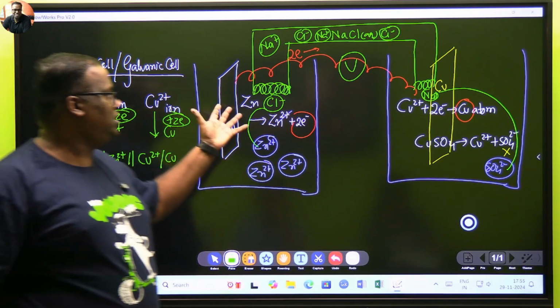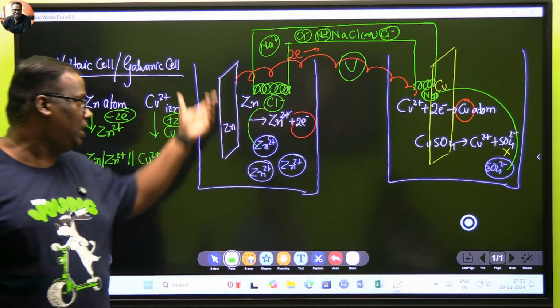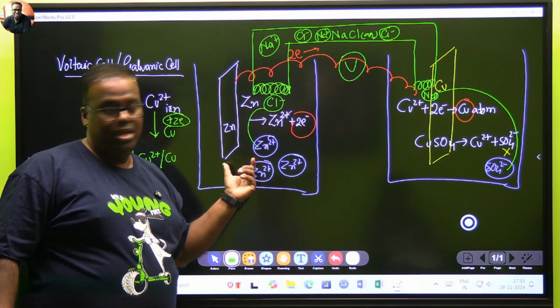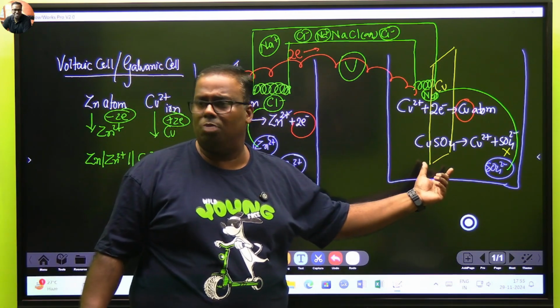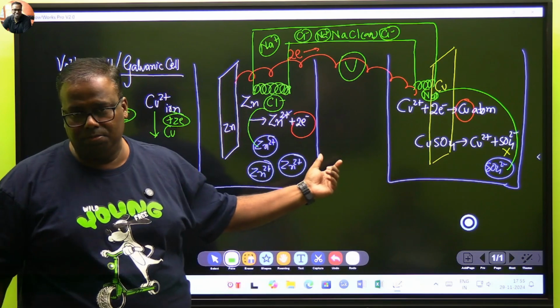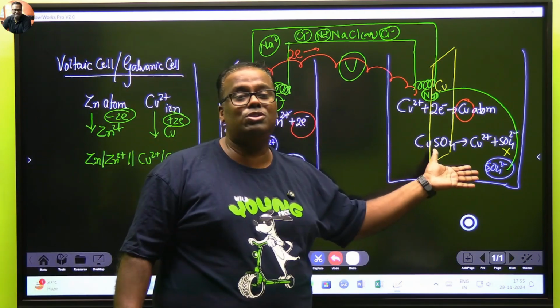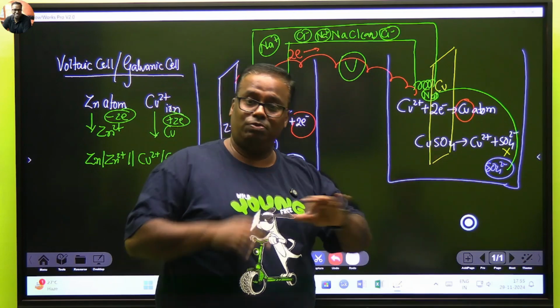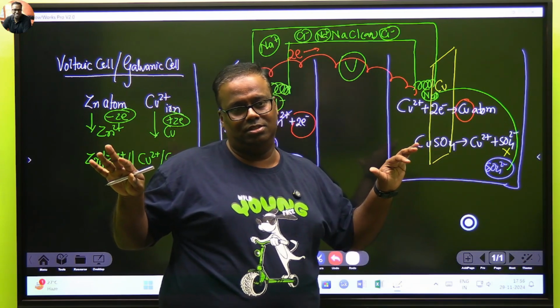So we have a zinc atom out here. Now how do you get the zinc atom? We bring a zinc plate. And we want to have copper ions out here. Copper ions are not readily available in Ratnadeep. So what did we do? We brought aqueous copper sulfate. Copper sulfate, aqueous means copper ion is present, right?